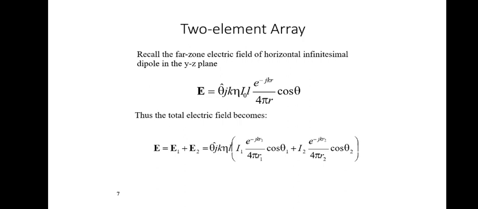E1 is equal to E naught into e power minus j psi, and E2 is equal to E naught into e power plus j psi. So that should be clubbed together, and we add both electric fields to get the resultant field, E1 plus E2.